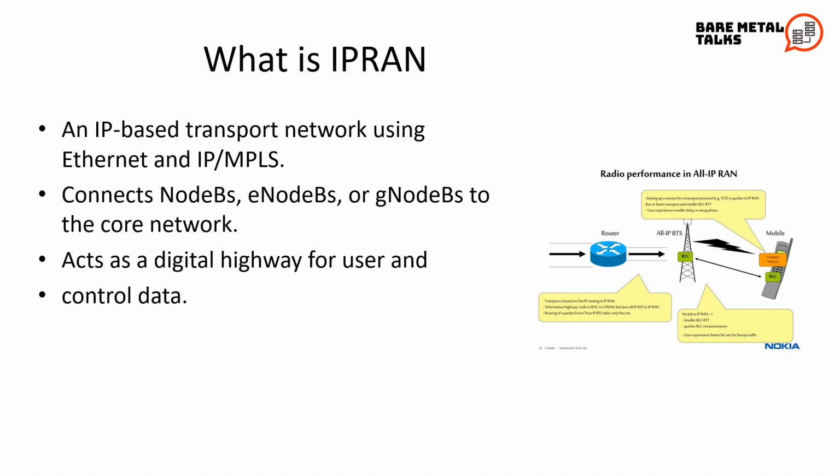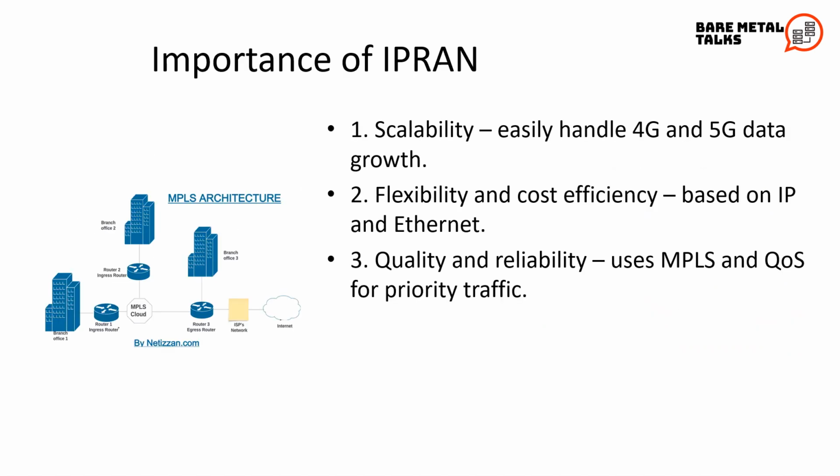Why is IPRAN important? There are three main reasons. First, scalability. IPRAN can easily handle the massive data growth of 4G and 5G. Operators can simply increase capacity by upgrading fiber or microwave links. Second, flexibility and cost efficiency. Because it's based on IP and Ethernet, it's far cheaper and easier to expand than traditional SDH or leased lines.